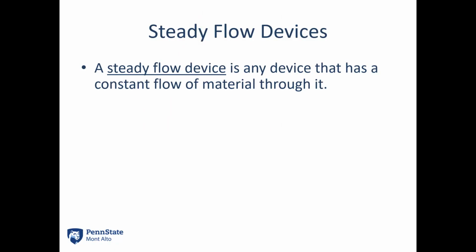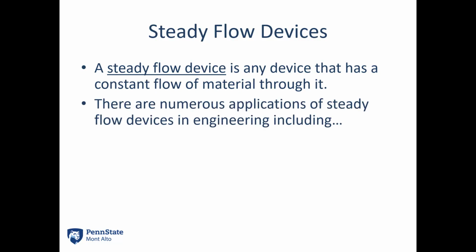Alright, so steady flow devices. A steady flow device is any device that has a constant flow of material moving through it. There are numerous applications of steady flow devices in engineering, including things like pipes, nozzles, diffusers, and pumps. Anything that's really going to have a fluid moving through it is going to be a steady flow device for the most part.